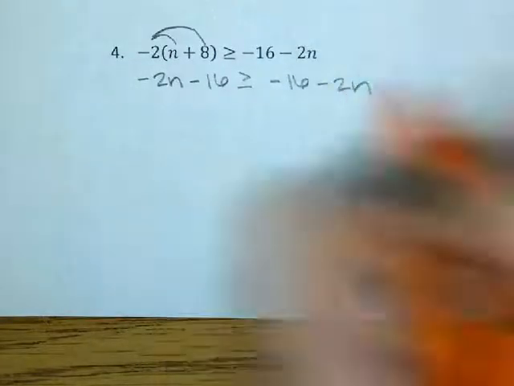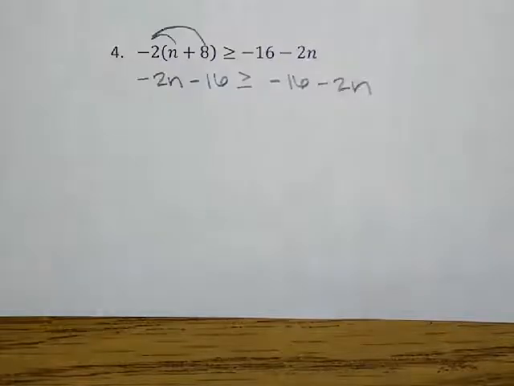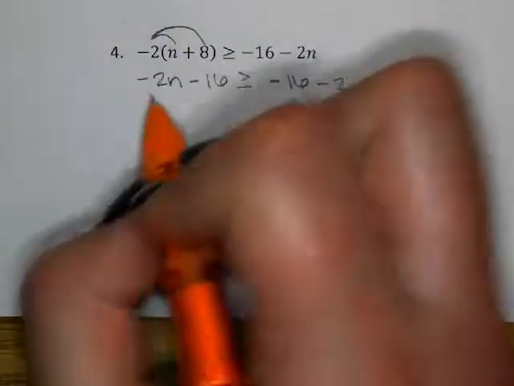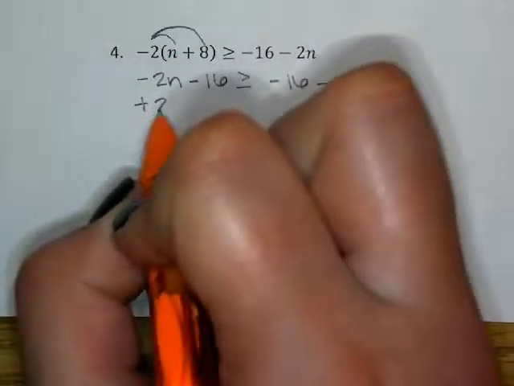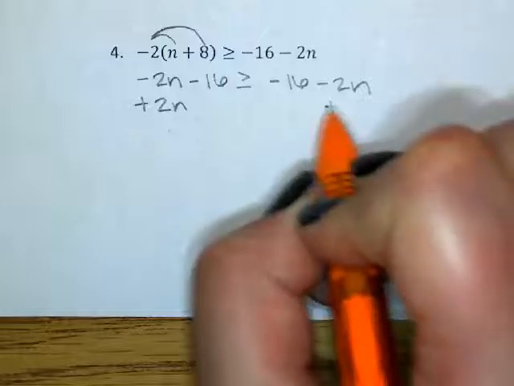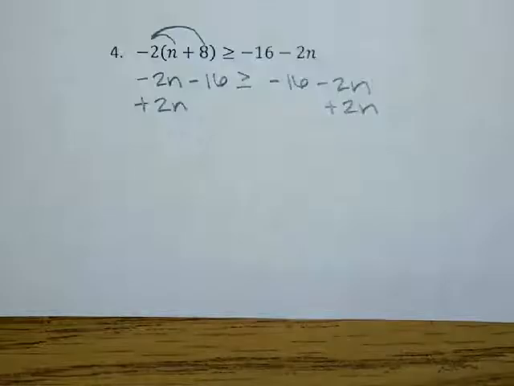Now, some people can make the conclusion at this step. They already know. I have a hard time with that. So I'm going to go a little bit further. So what is typically the next goal? Yeah, to get the n's to one side. So I would probably, okay, let me add my 2n. I want to move it to the other side. So I would plus 2n and plus 2n. And so what happens when you do that?